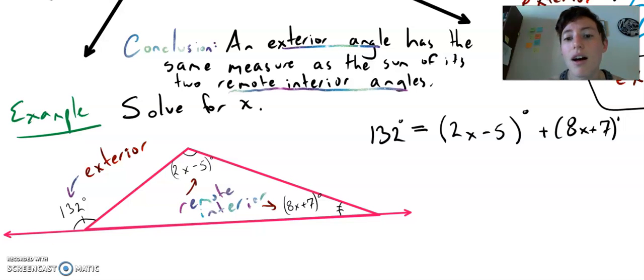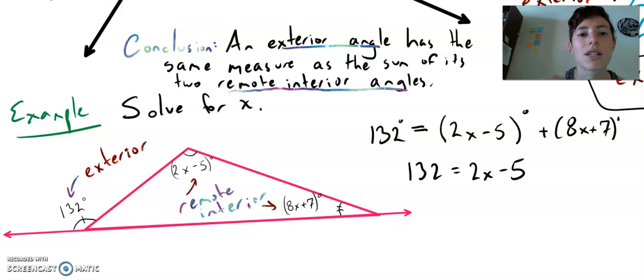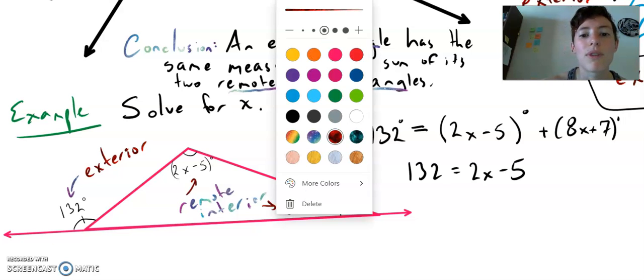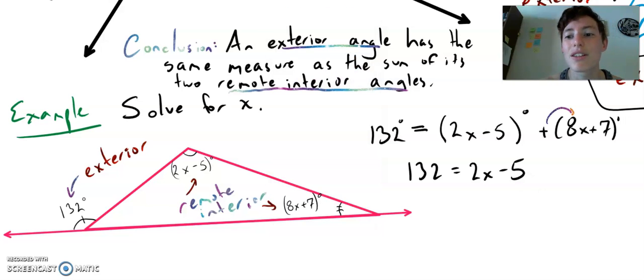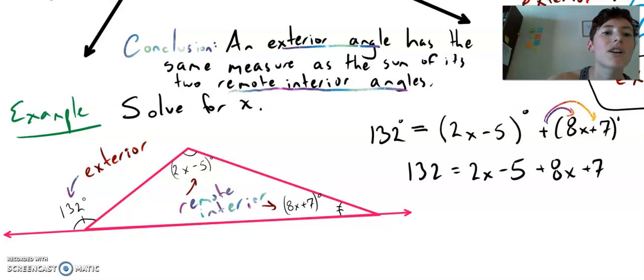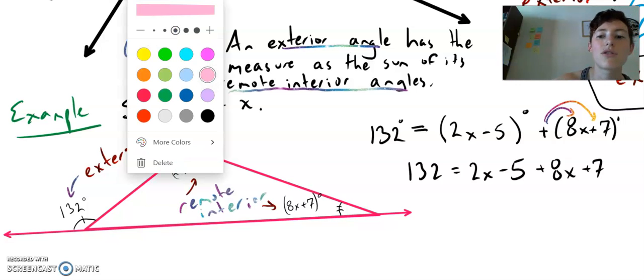We're going to simplify and solve. Here we go. 132 is the same as 2x minus 5. First thing I'm doing, of course, is looking, can I get rid of all my parentheses? I'm doing a little invisible distribution here, distributing that positive across. Positive 8x plus 7. Let's combine like terms.